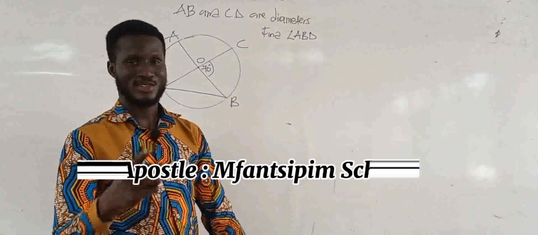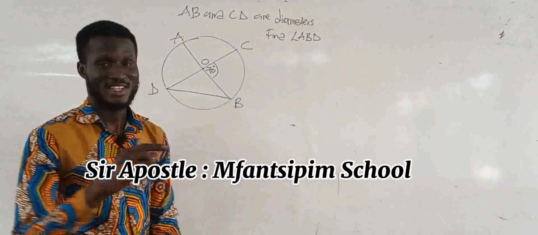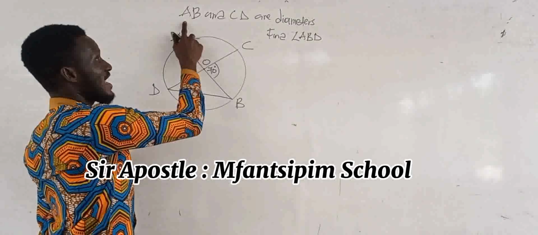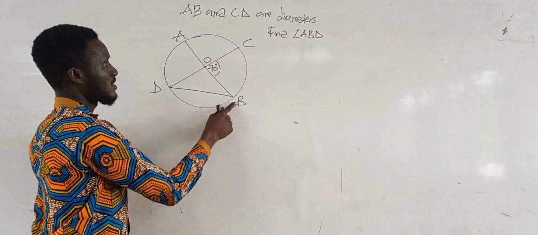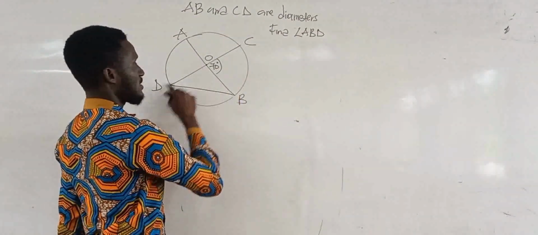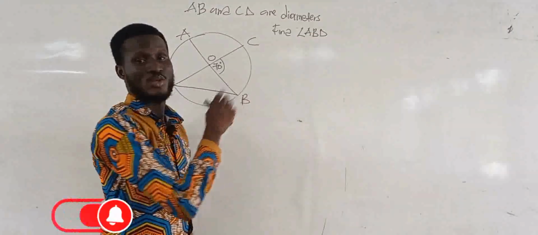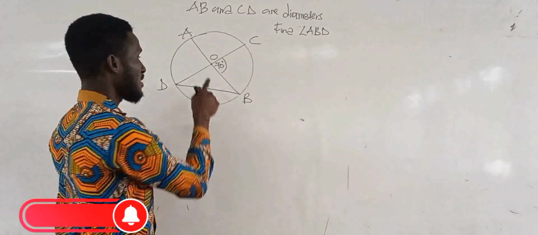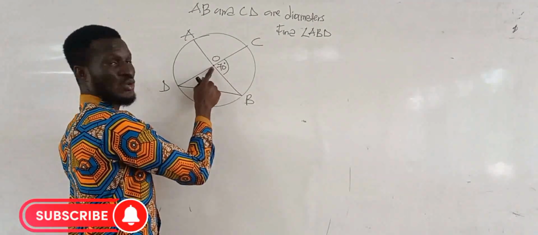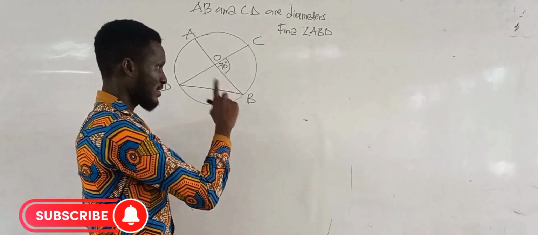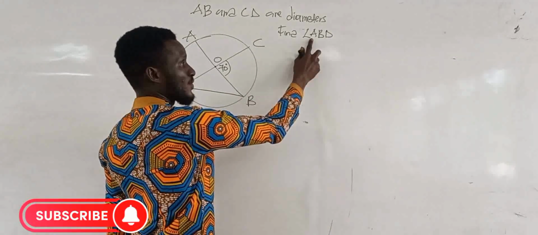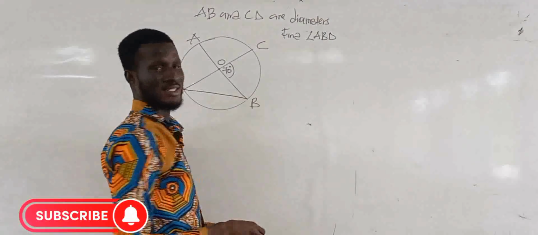Okay, now let's solve this question. Now we have something like this. AB, this is AB, and CD, this is CD. They are diameters. So we have diameters here, which means that this point O is the center. Yes, very good. Now we have to look for ABD.